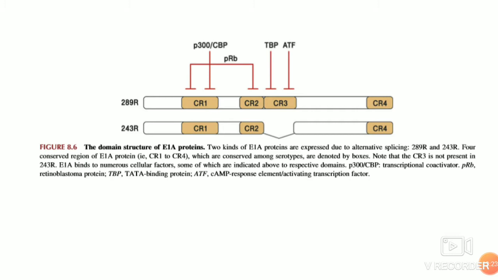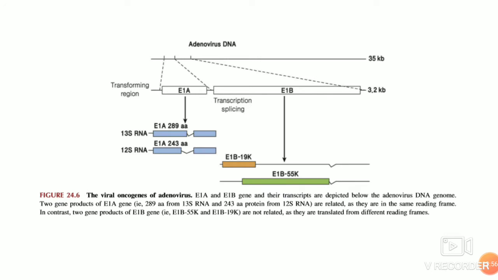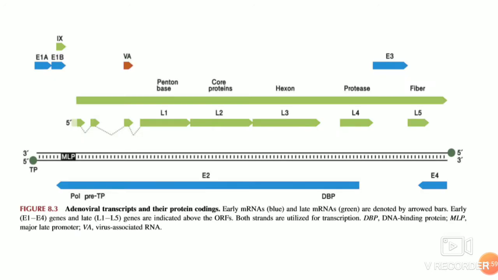ATF is activating transcription factor 2, which is a leucine zipper family protein which binds to the DNA. The protein binds to cAMP response element and has histone acetyltransferase activity. It acetylates H2B and H4 in vitro. So E1A acts as transcriptional transactivator of which genes? E2 genes. Sorry. It acts as transcriptional transactivator for E2 genes, and then further for E3 genes and E4 genes.